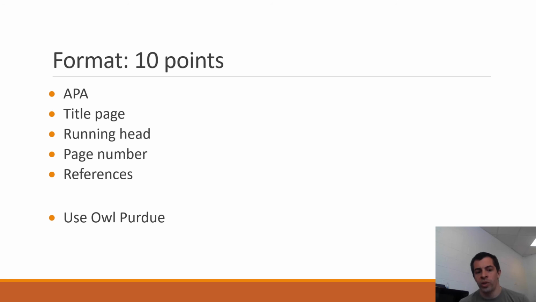And then the last 10 points, pretty simple, just referencing. You guys have no idea how often people just butcher this, whether it's having a title page or cover page, having a running head, having a page number, references. Use OWL Purdue. OWL Purdue is a website which gives you all of the basics on how to use APA. Okay? So I highly recommend that you use OWL Purdue when you have any questions about referencing.